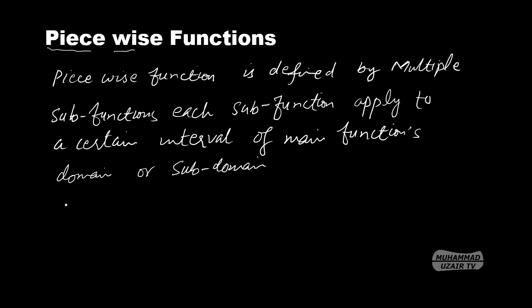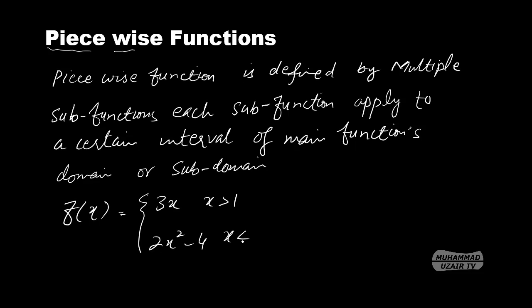Let's suppose we have, for example, 3x when x is greater than 1, and 2x squared minus 4 when x is less than or equal to 1. As you can see, this is a function defined by multiple subfunctions, these are two. Each subfunction is applied to a certain interval of the main function's domain.